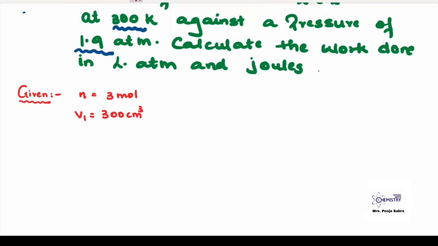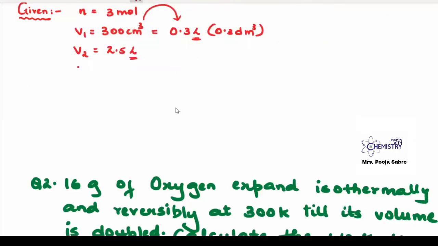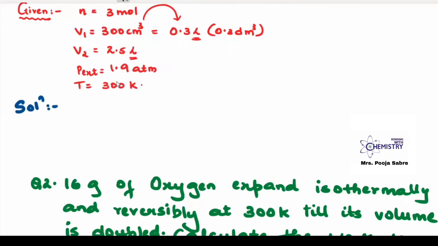Now, 300 centimeter cube can be converted into liters. So, this is 0.3 liters, or you can also write it as 0.3 dm cube. Next is final volume, V2, which is 2.5 liters. The reason to convert the 300 centimeter cube to 0.3 is that both volumes should be in liters. Next is external pressure. We have P external equal to 1.9 atm. And then the temperature we have is 300 Kelvin. Let's proceed to the solution.